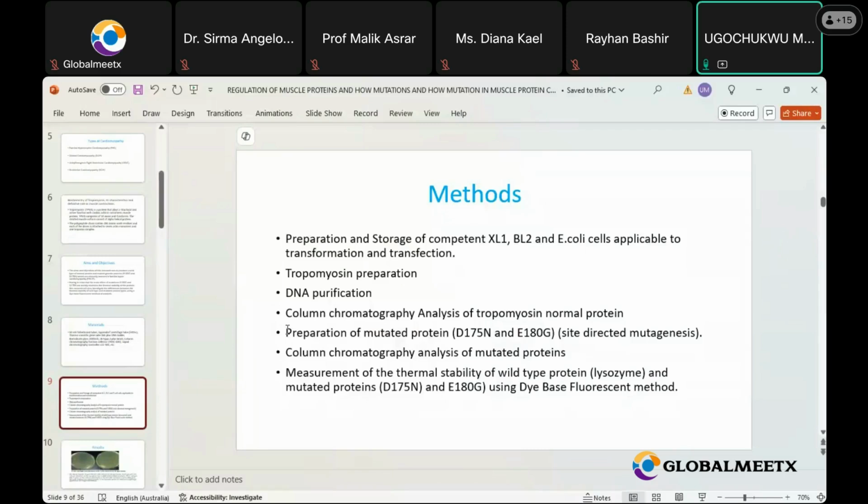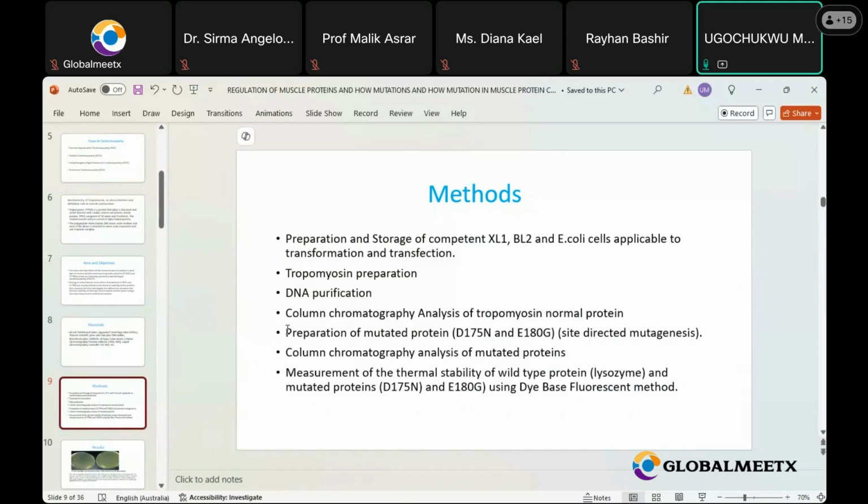To demonstrate the effect of one buffer on the mutated proteins and the wild-type normal lysozyme protein, 3 PCR tubes were arranged and carefully labeled tube 1, tube 2, and tube 3. 6.03 microliters of E180G protein was added to 39 microliters of buffer 1 and 5 microliters of dye in tube 1. They were mixed thoroughly and loaded on the PCR machine for thermal stability.